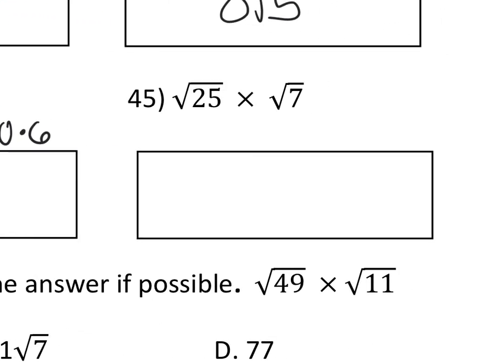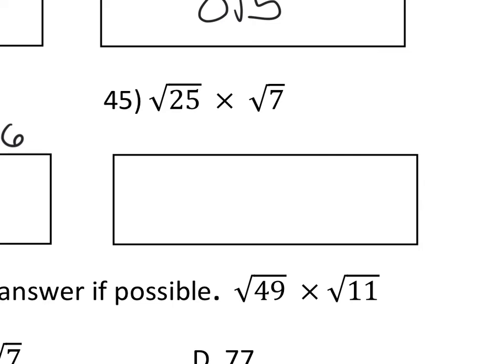Okay, 45. If we look at the square roots, let's try and evaluate them. Square root of 25 is a nice number that does give us 5 with no square root. Square root 7, and we can't evaluate square root 7. No perfect squares can go into square root 7. So 5 square root 7 would be our final answer.